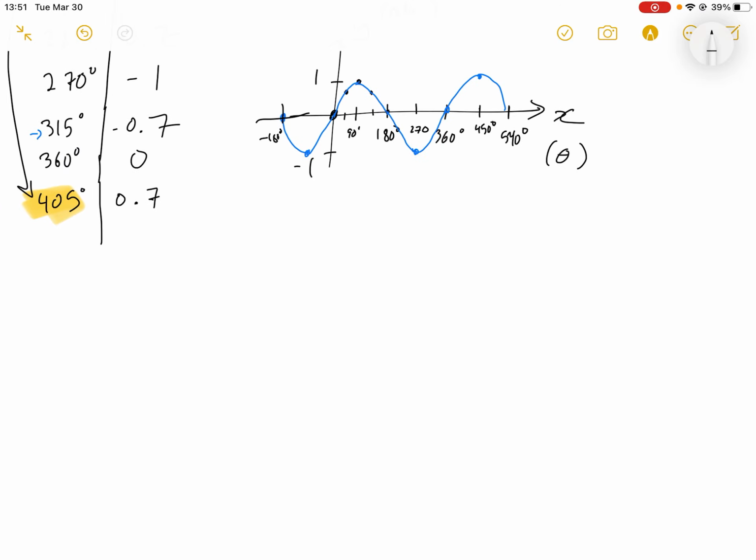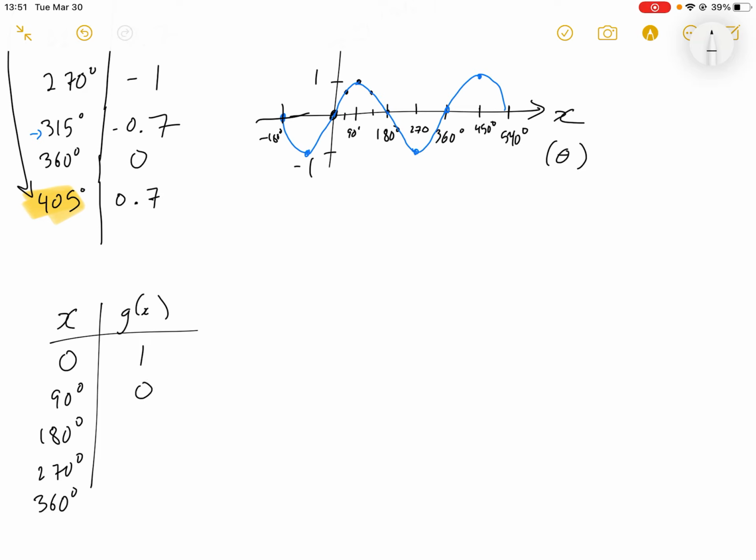And then for cosine, it's going to be a really similar process. I'm going to have x, and I'm going to have g of x for cosine. Let's just go with the big ones: 0, 90, 180, 270, 360. At 0, cosine is 1. At 90, cosine is 0. At 180, it's negative 1. 270 is 0. And then 360 is 1. And then the pattern will repeat.